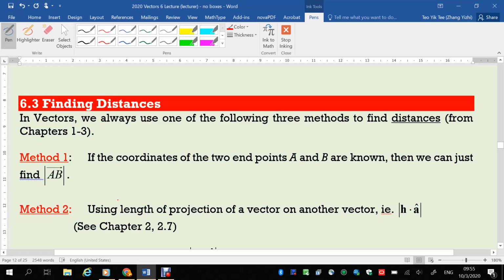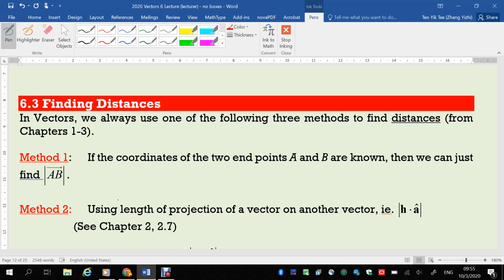Okay, finishing your previous section on finding the foot of a perpendicular from a point down to a line or a point down to a plane, and thereafter using it to find the reflection of a point in a line or a point in a plane. We will now move on to the next section, which is finding distances.